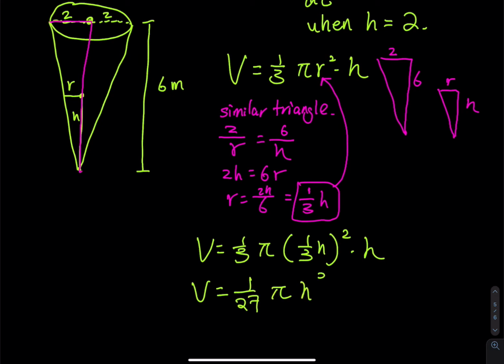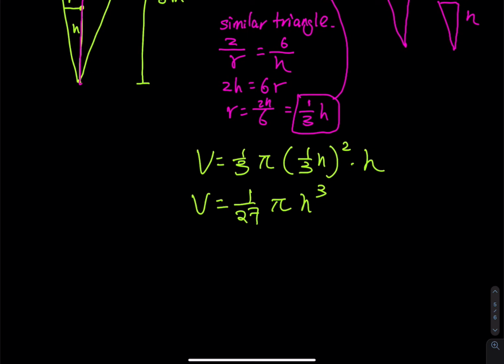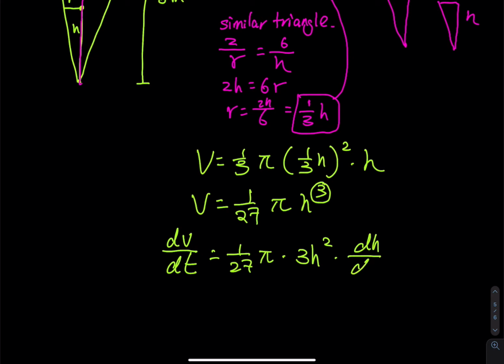And then I have to find the derivative using implicit differentiation. So differentiate both sides with respect to time. We have dV/dt equals, we have to take care of the power, so we bring the 3 down. The 1 over 27 and the pi are constants, so we are not touching them. So that is 3h squared times dh/dt.